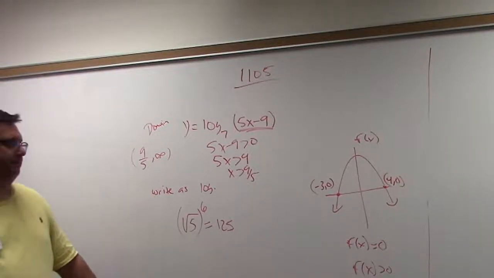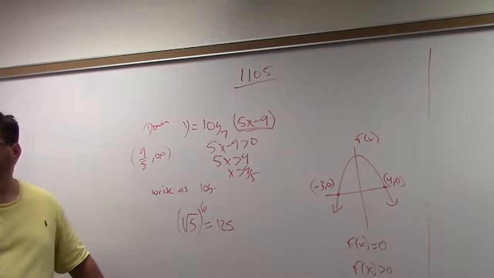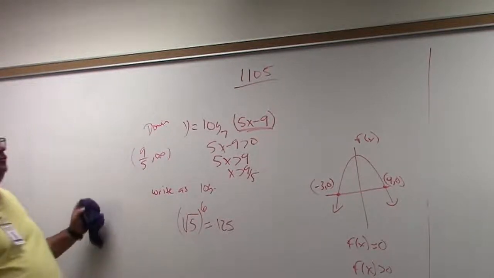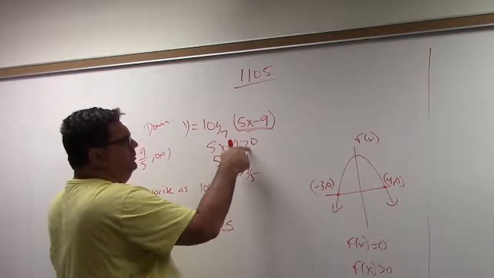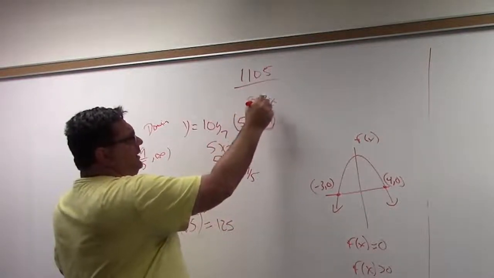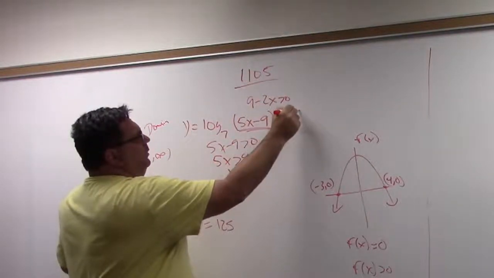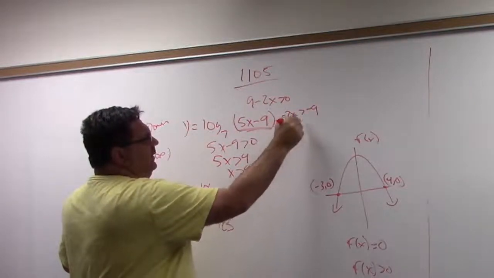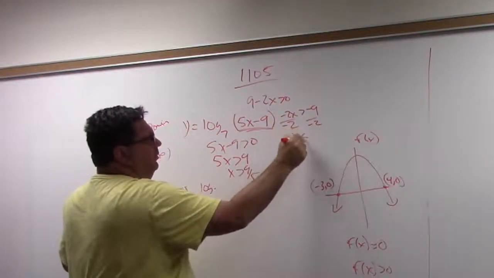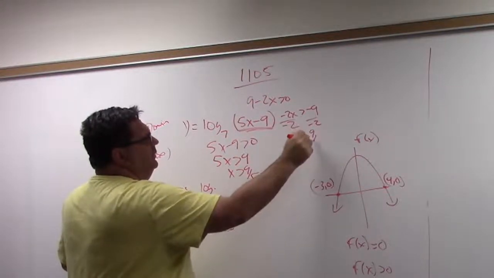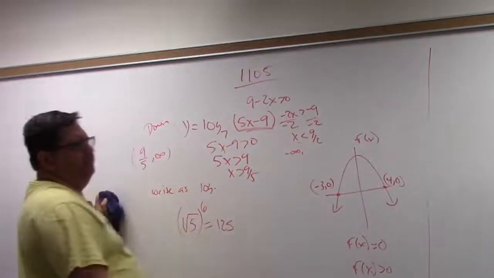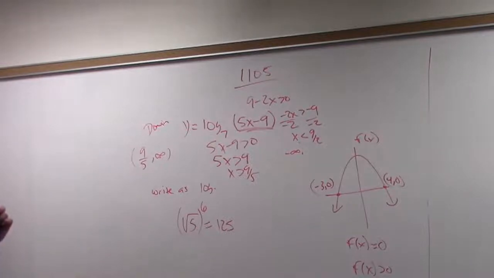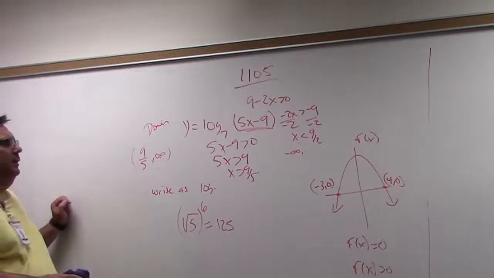How do you know whether it's negative infinity to the number or the number to infinity? You set it greater than 0, and if it flipped, then it's the other way. Where you got greater than -9, when you divide by a negative, it rotates, and that goes from negative infinity. So if it's less than the number, then it's negative infinity to the number. Okay.